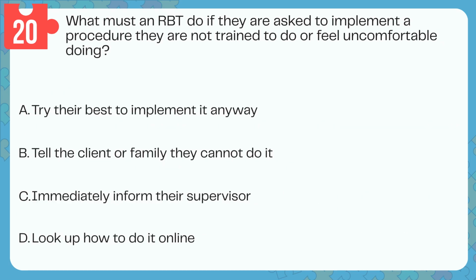Question 20. What must an RBT do if they are asked to implement a procedure they are not trained to do or feel uncomfortable doing? A. Try their best to implement it anyway. B. Tell the client or family they cannot do it. C. Immediately inform their supervisor. D. Look up how to do it online.